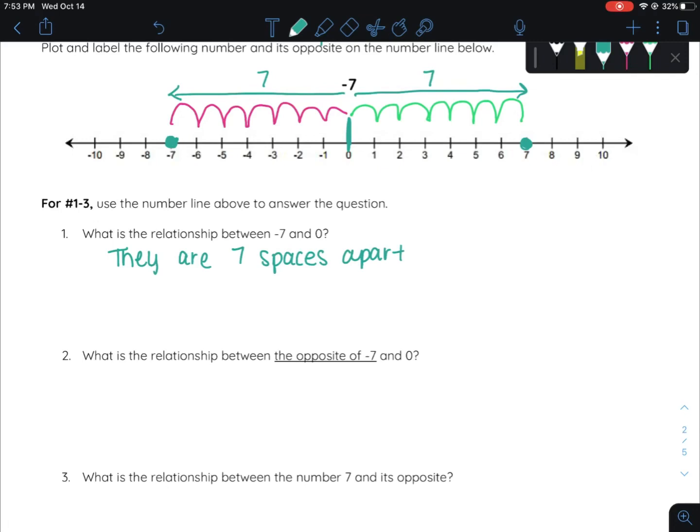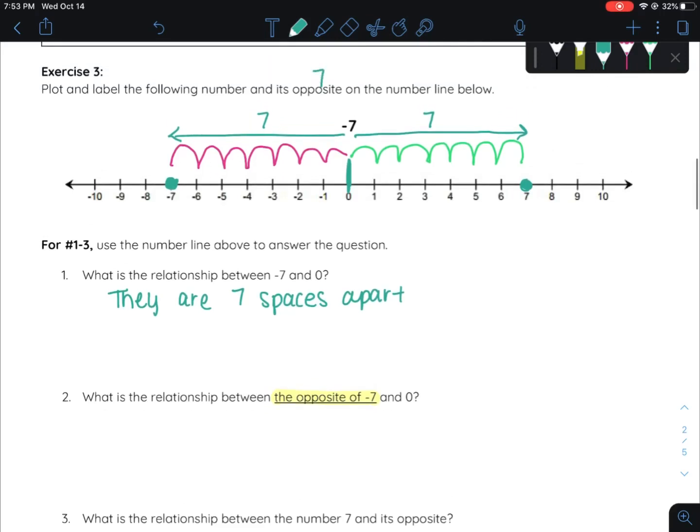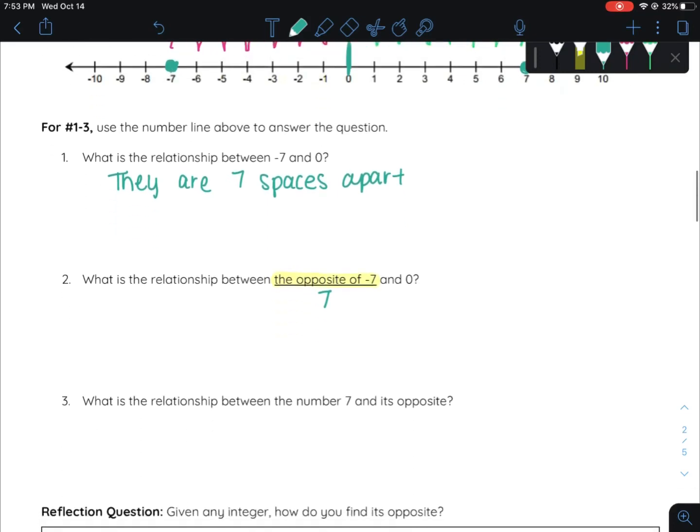Okay? Now, what is the relationship in number 2 between the opposite of -7 and 0? Well, I'll remind ourselves, the opposite of -7 we did up here was 7. So this is really asking, what is the relationship between 7 and 0? Between 7 and 0, there are again 7 spaces. So they are 7 spaces apart. Or they're separated by a distance of 7.